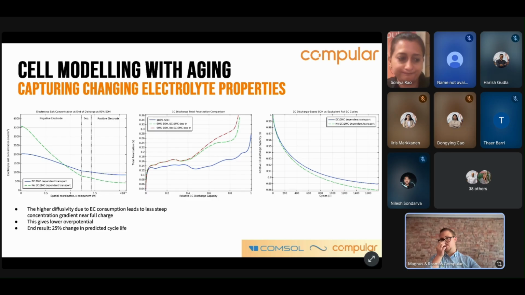So then we come to the results. If we're starting from the picture based on the electrolyte properties, and then going towards the consequences for cell operation, the first thing that we see is that the higher diffusivity that we get with lower EC, when we take that effect into account, leads to a flatter salt concentration profile than we would get if we disregard this effect. This has a lot of repercussions in terms of the cell aging.